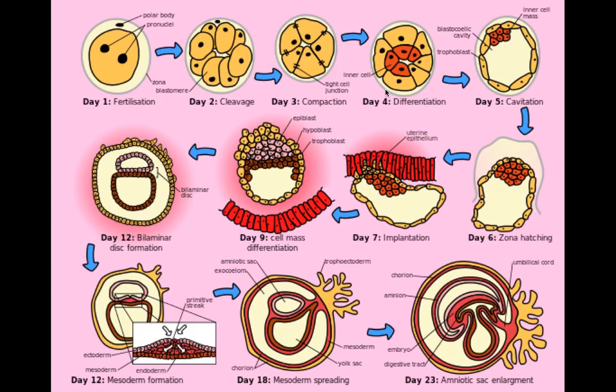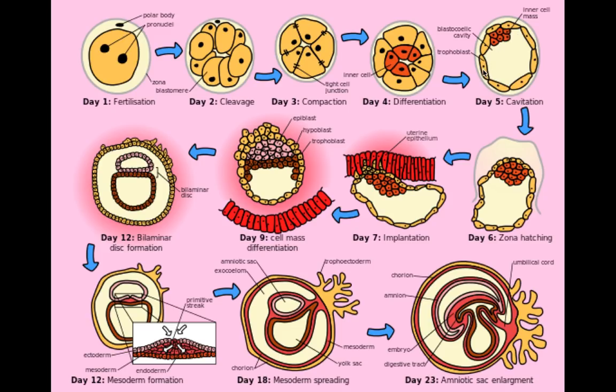At day 4, then, you start to have differentiation of that morula, where the outer cells will form what we know as the trophoblast, and the inner cells form this inner cell mass. And so by day 5, you have this hollowed out mass here, where the outer cells are the trophoblast and the inner cells are the inner cell mass.